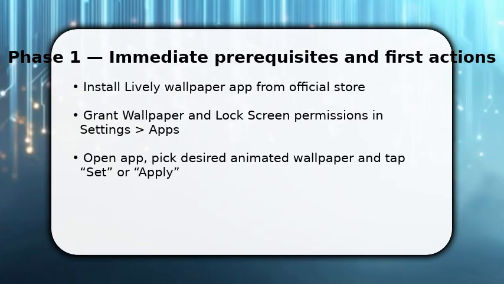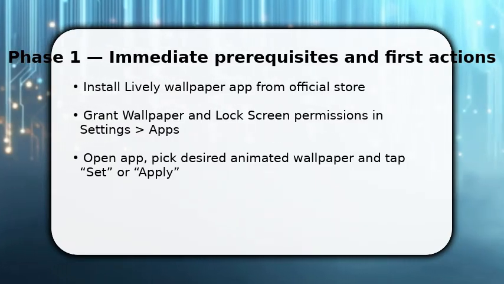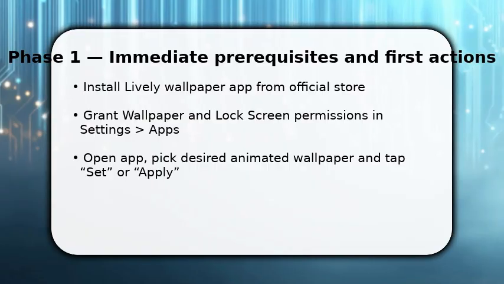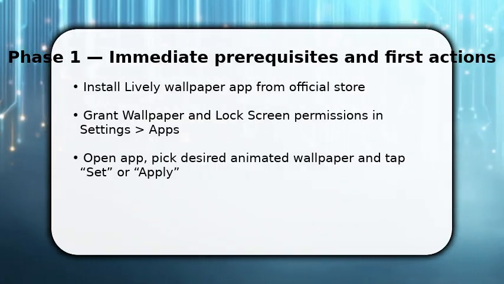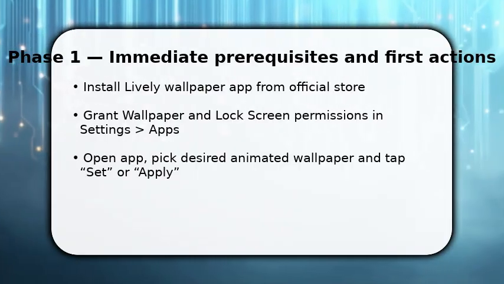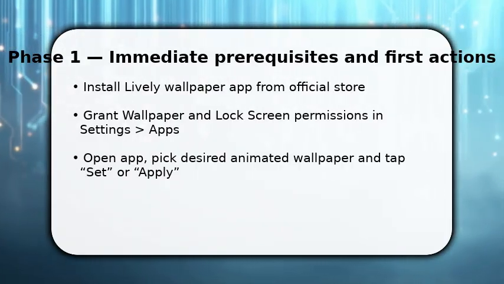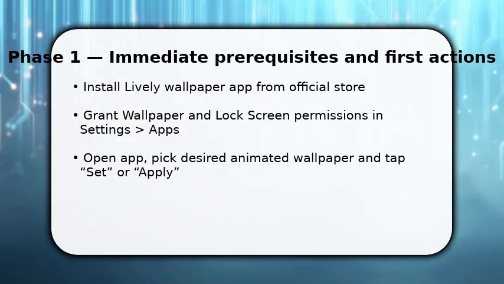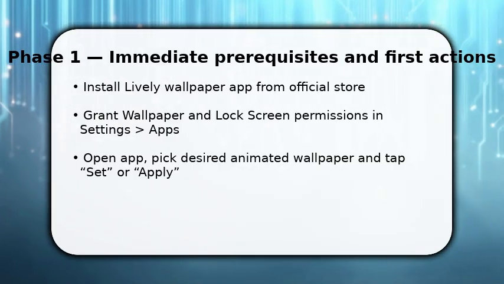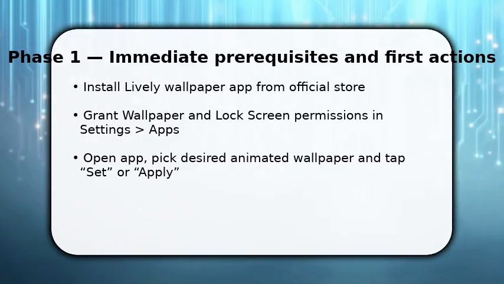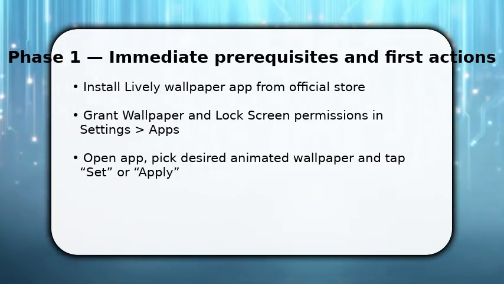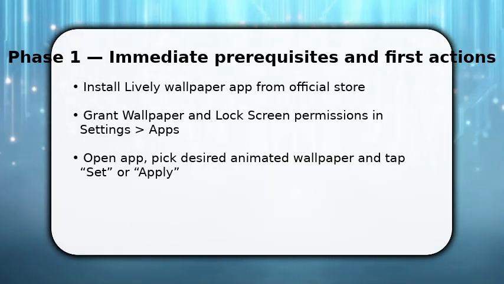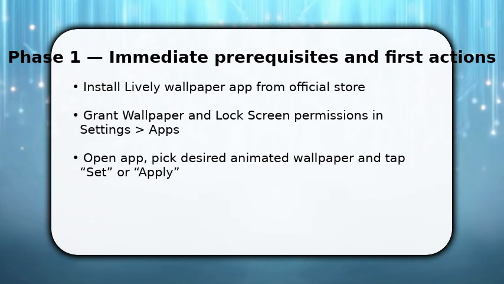Enjoy the video. You start by preparing your device. Install Lively Wallpaper and immediately grant both wallpaper and lock screen permissions so the app can change system backgrounds. Once done, open Lively, browse categories, and choose the animation you want, tap Set or Apply. Make sure to select the option that targets lock screen or both screens. If the app shows a toggle, turn on lock screen. This gets you past the common permission blocker and moves straight into configuring visuals.